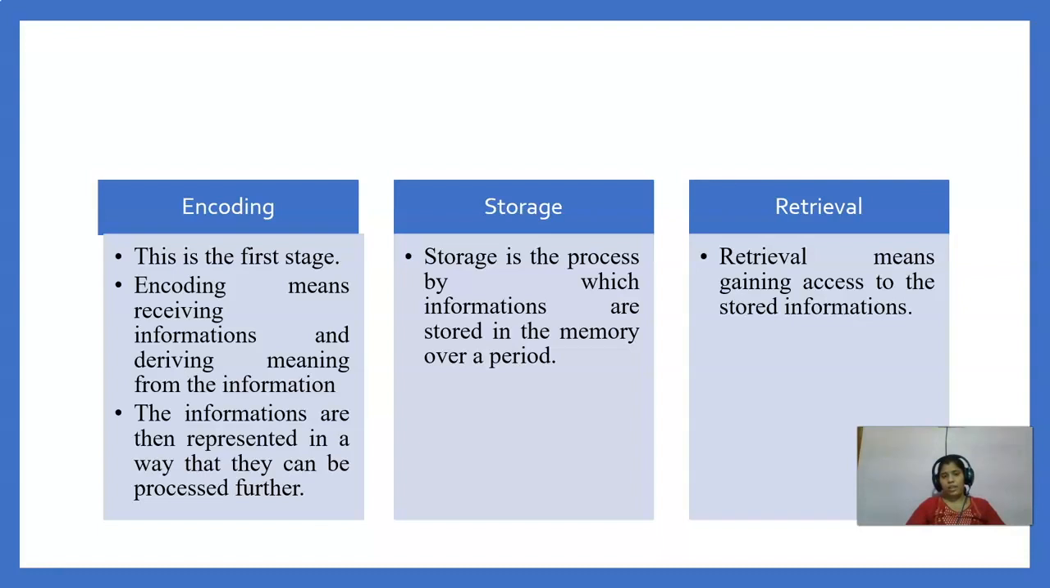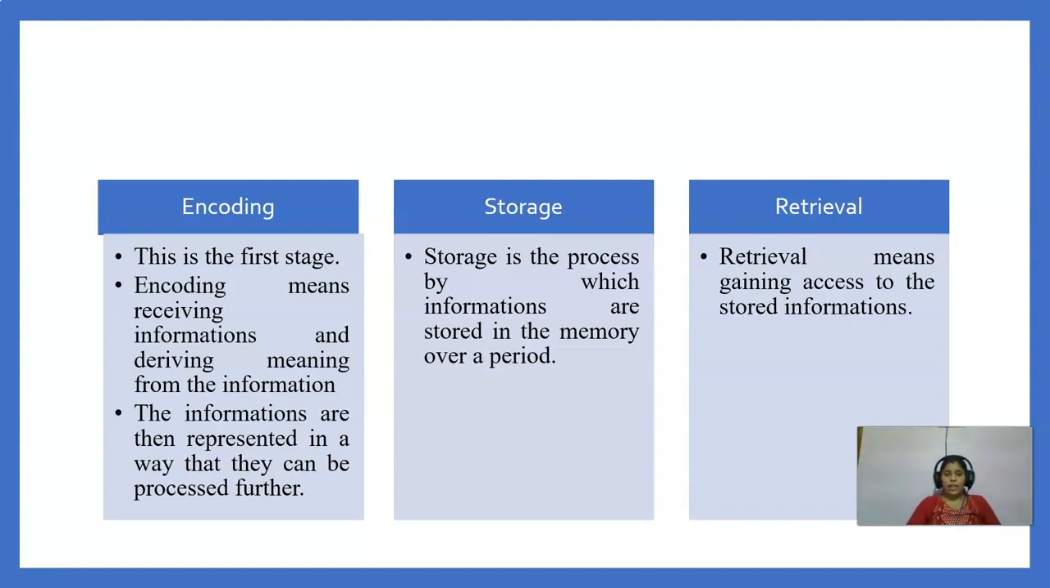After encoding the information, after registering the information, next we need to store the information so that we can use the information after a certain period of time. So the next stage is storage. Storage is the process by which we retain the information in our brain. After storing, the next stage is retrieval. Retrieval means whenever we need, we bring back the information and use the information. So that is the retrieval part.